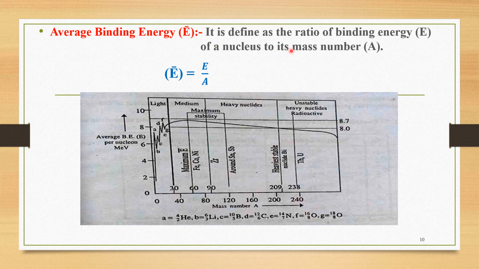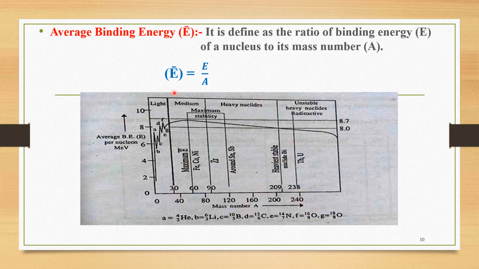It is defined as the ratio of binding energy of a nucleus to its mass number, which is given by E bar is equal to E by A. So if we take such a ratio of binding energy to the mass number of a nucleus, it is called the average binding energy of a nucleus. Now, this average binding energy is very important in order to get the stability of a nucleus.